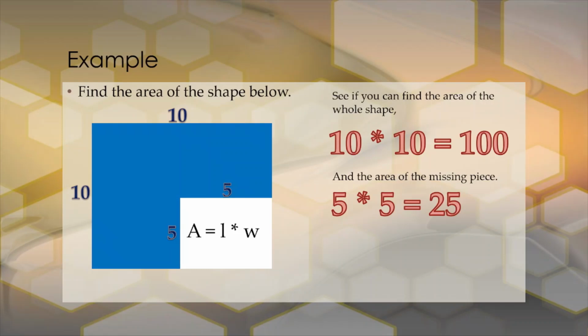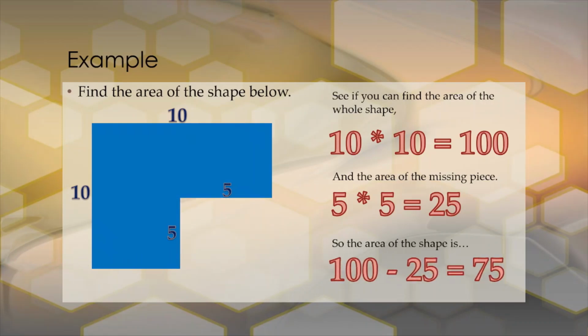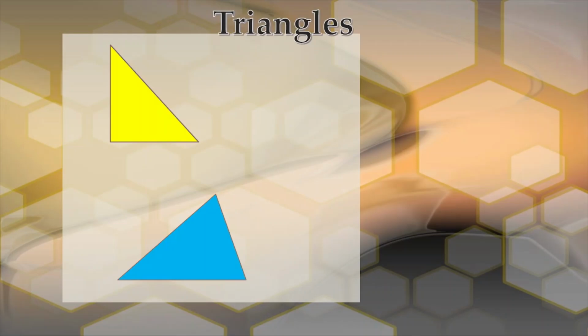So to find the area of the original shape, we take the area of the whole big shape like it was all there, 100, and then we take away that little piece that we figured out later on, 25. So the area of this shape would be 75. And that's how we use area. Now triangles are a little bit different.